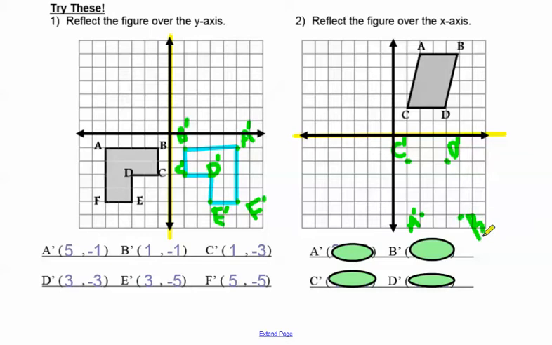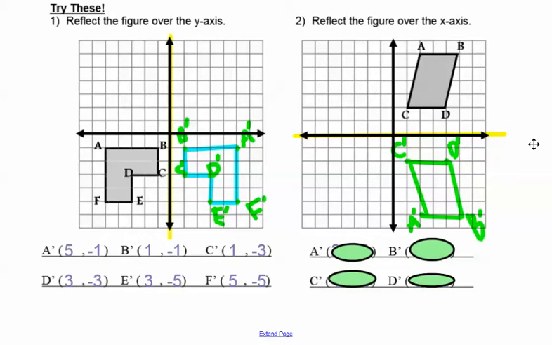B prime. We could have also looked to see that B is 1, 2, 3 away from A. It's still 1, 2, 3 away from A. Again, with these reflections, it's the same shape, we're just flipping it over. Go ahead and connect the dots. Should end up being a mirror image. All right, perfect.